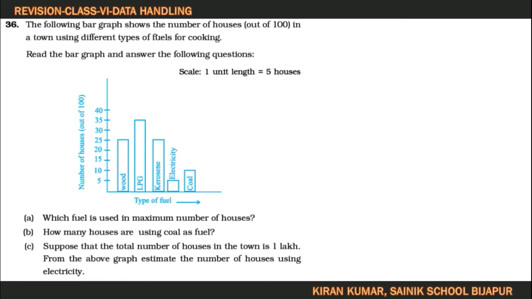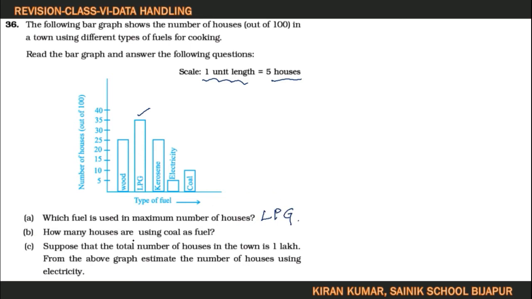The following bar graph shows the number of houses out of 100 in a town using different types of fuel for cooking. Read the bar graph and answer the following questions. The scale is 1 unit length equal to 5 houses. Which fuel is used maximum in maximum number of houses? Here, if you observe, this is the maximum. So maximum houses, they use LPG.